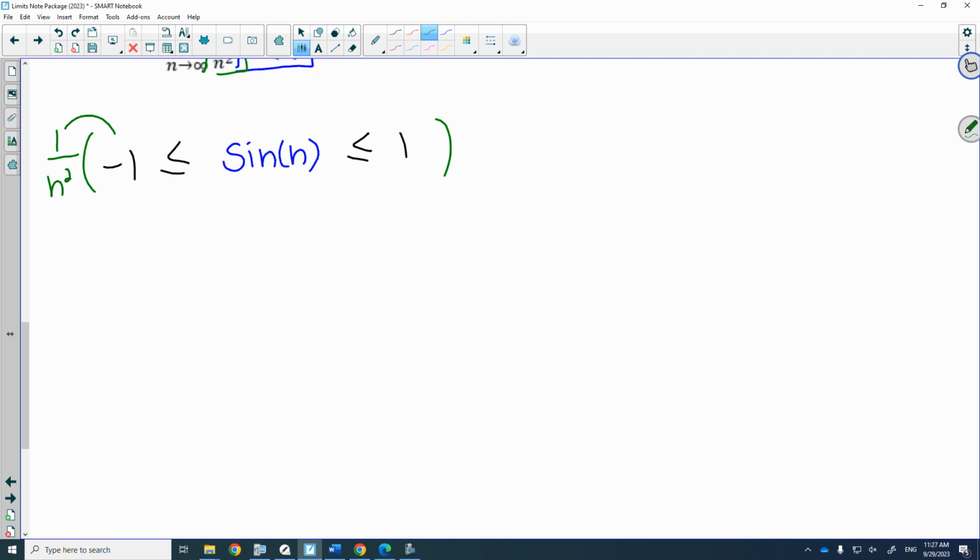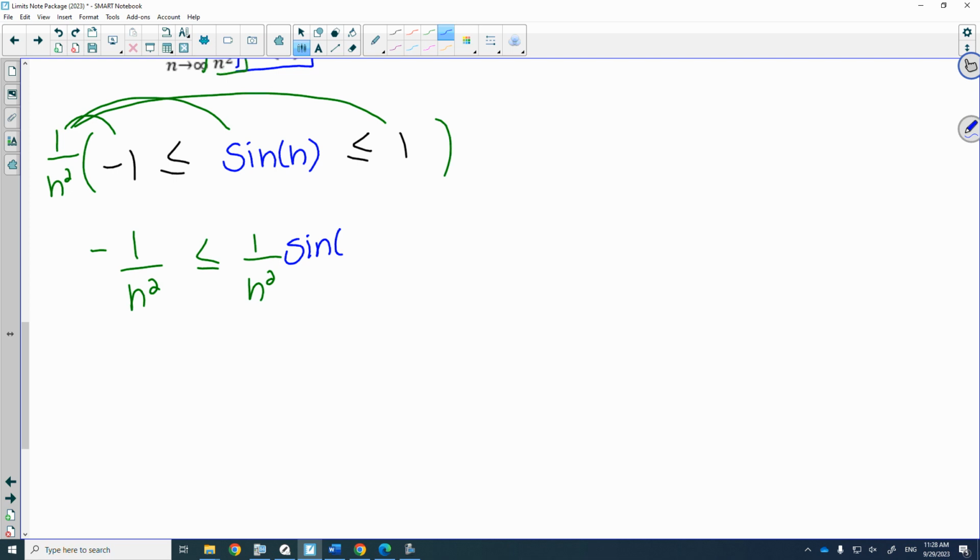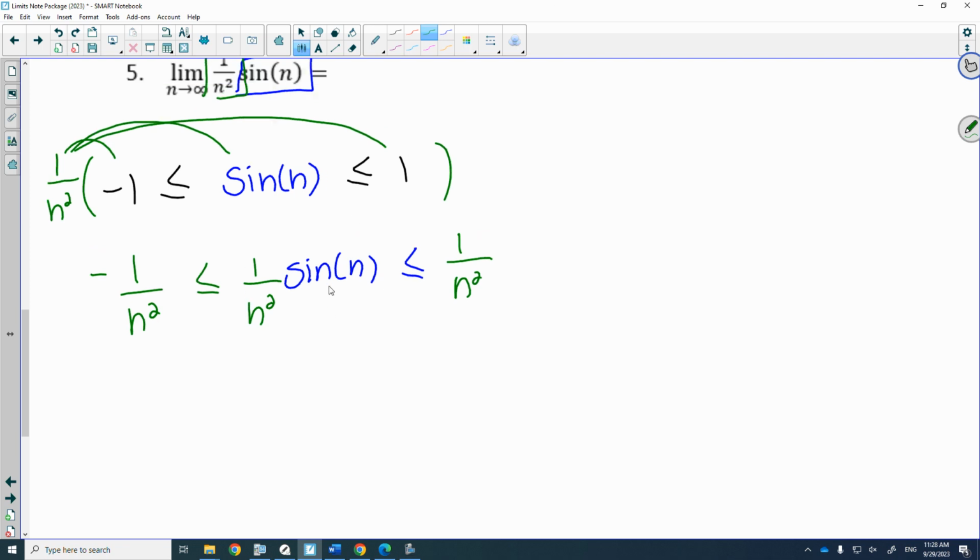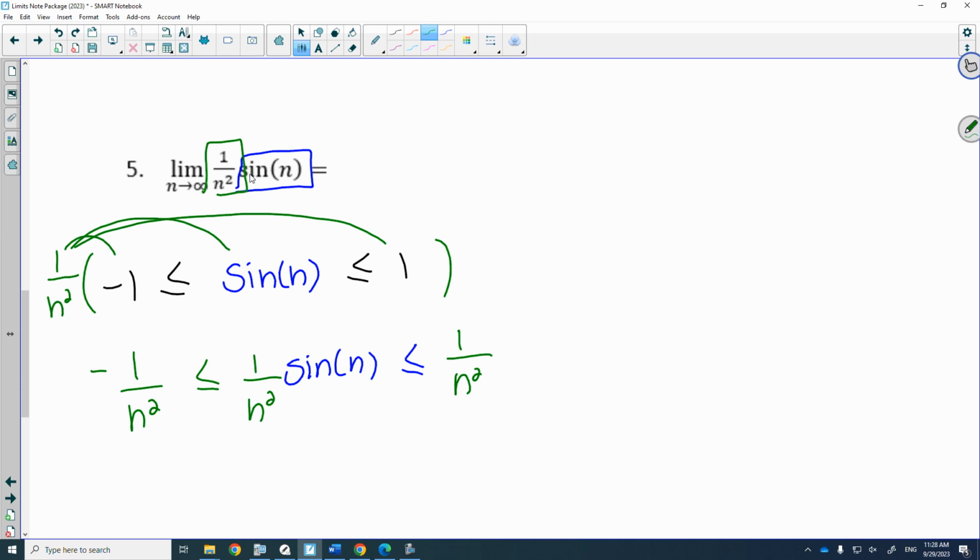So when you multiply 1 over n squared and distribute it in, I'm going to have negative 1 over n squared is less than or equal to 1 over n squared sine of n, and that is less than or equal to 1 over n squared. So I'm just going to look at this. This is what I'm trying to evaluate using the squeeze theorem, and does it match up here? It matches.